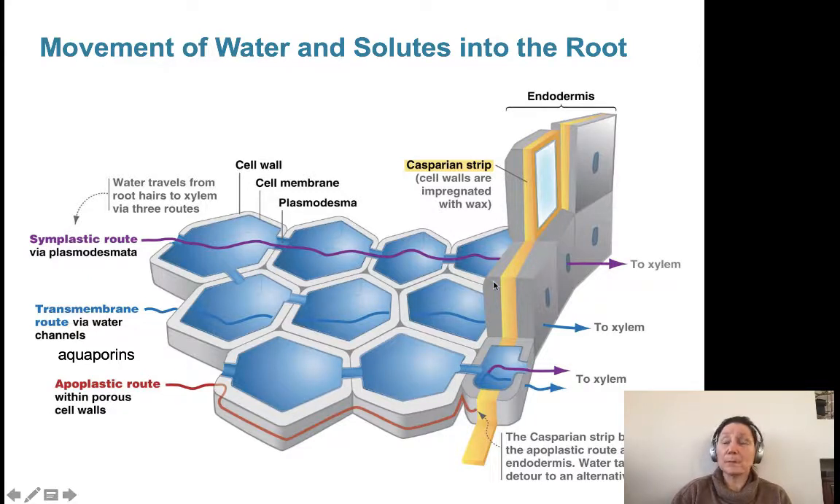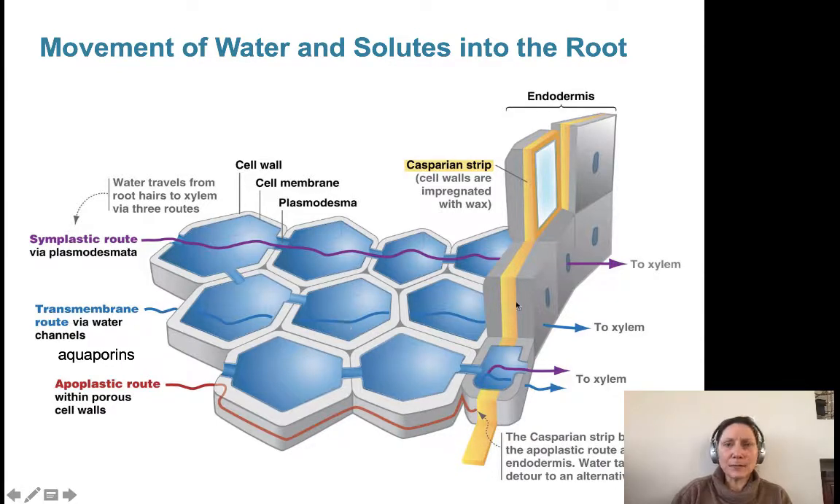Now, whichever of these three ways it goes, once it reaches the Casparian strip, there's going to be a bit of a problem. Within the Casparian strip, this yellow strip here, is a waxy layer that blocks water. The water is going to have to find some way to get past this Casparian strip. If it goes through the symplast route, there's actually an opening in the cell right here, part of the plasmodesmata, that it can pass through to get to the xylem. So that would be the easiest way.